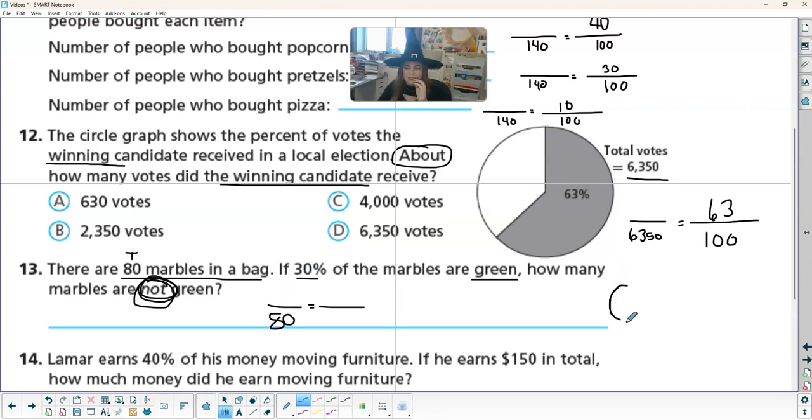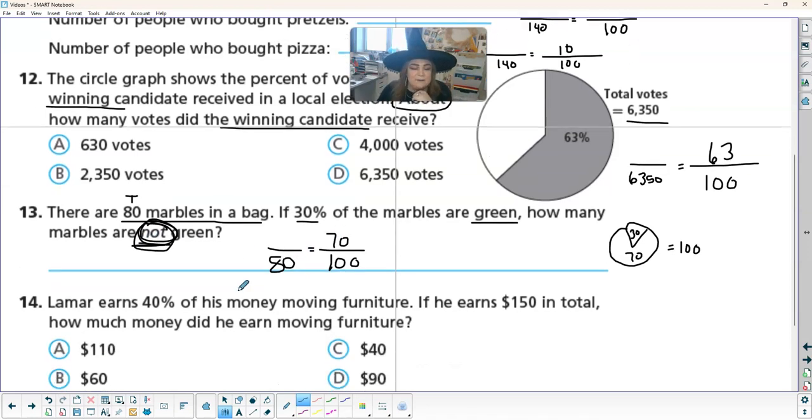So if this is my whole bag, if 30% is green, 30 plus what equals 100? 30 and 70 make 100. So 70% are not green. So we're going to put that there. We could also do 30% and find that number and then take it away from 80. But we already know 70% are not green. So there's a couple ways you can set it up. You just need to think about what the question is asking us to do.